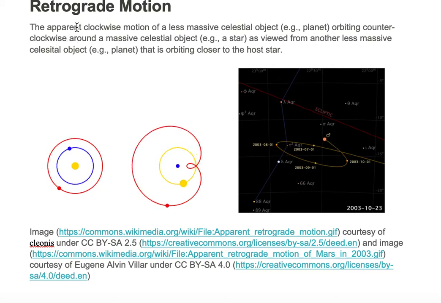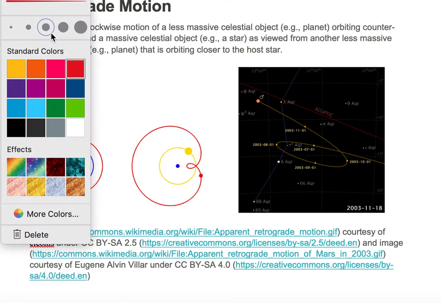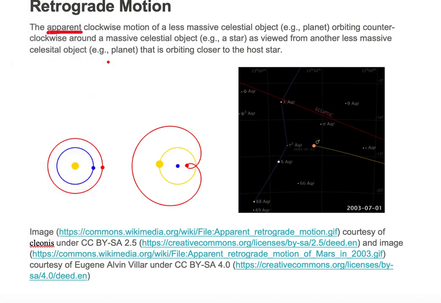It is an apparent motion. It is not a true motion. And the motion is opposite to the direction of the orbit. So it's clockwise as opposed to the counterclockwise orbiting motion of the planet.